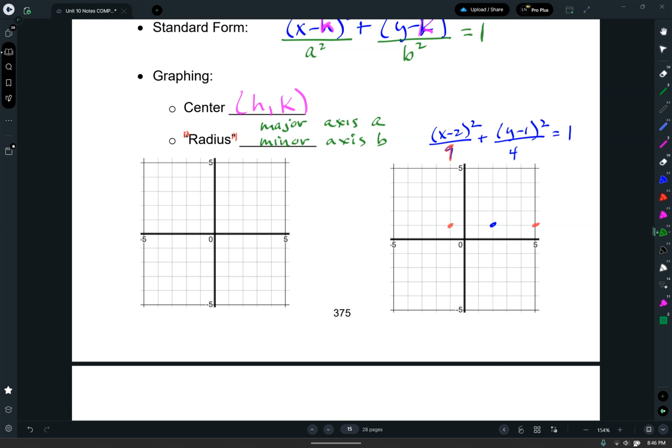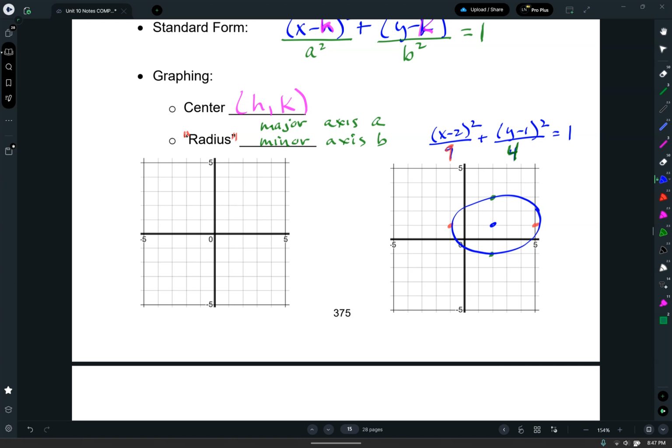And then notice under the y's, there's a 4. So that's your B number. That's your B squared. So B would just be the square root of that, which is 2. So up and down, I go 2 units from the center. And so now when I draw this, it's going to look a little more oval than circular. It's a little bit skewed, right?